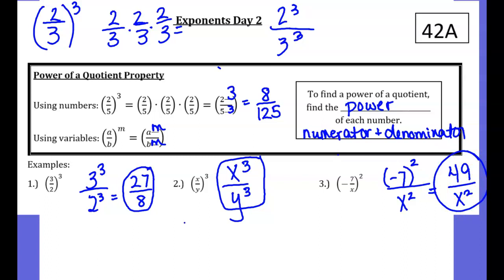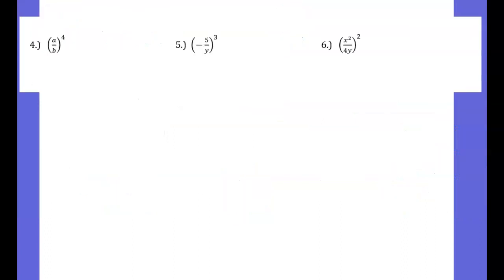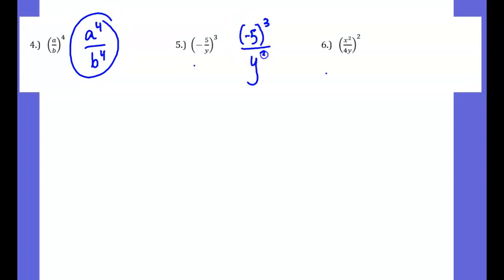Okay. All right. So now we're going to just go ahead and practice some more. This would be a to the fourth, b to the fourth. Okay. Again, here's another example with a negative. So it's negative 5 to the third over y to the third. And that's going to be 125. It's going to actually be a negative 125 over y to the third. It's a negative in there.